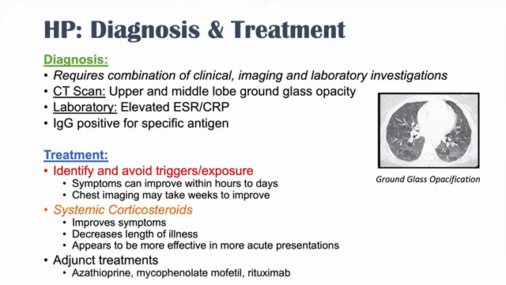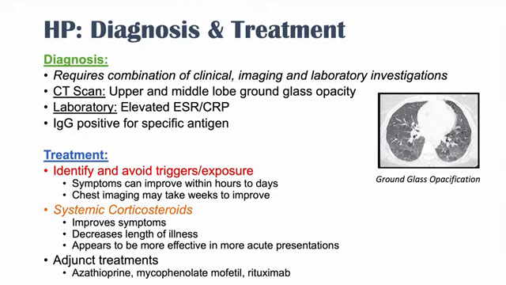These include azathioprine, mycophenolate mofetil, and rituximab. So again, diagnosis is complicated. It requires a combination of clinical, imaging, and laboratory investigations. CT scan will show you ground glass opacity. Laboratory investigations will show you elevated ESR and CRP. You may find an immunoglobulin G against a specific antigen that is known to cause hypersensitivity pneumonitis, but that doesn't necessarily mean that is the specific antigen causing the hypersensitivity pneumonitis.